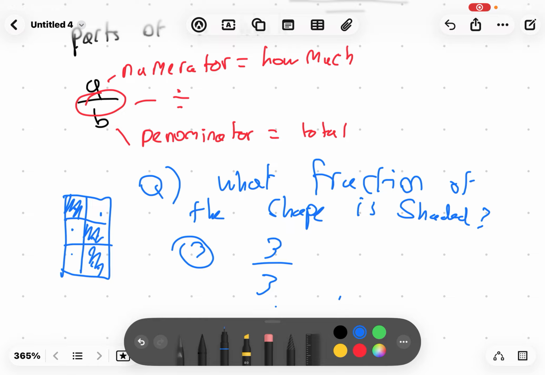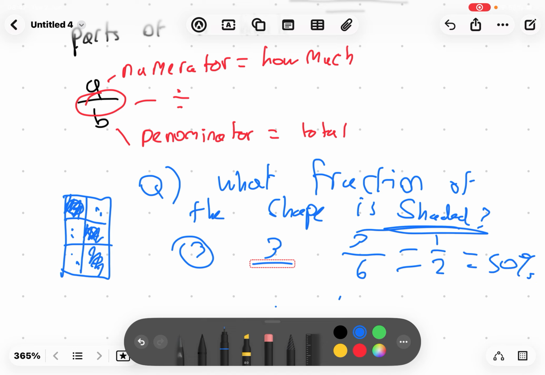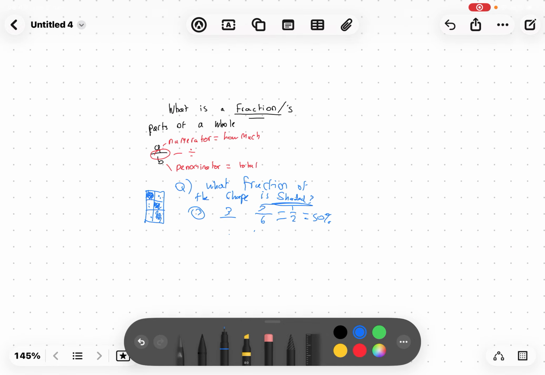No. You count how much in total there is. So 1, 2, 3, 4, 5, 6. So 6. Then we're asked how much is shaded. After we count the shaded parts, that's 3. So the answer is 3 over 6. You can also simplify that: what goes into 6 and into 3? Both are divisible by 3. So divide both by 3. 1 over 2. And that is equal to 50%. So it's kind of similar to percentages, but at the same time, not quite.